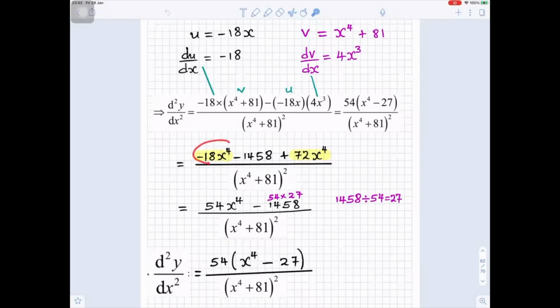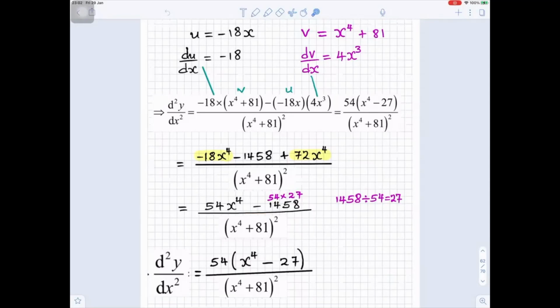Now the ones I've put in yellow, you combine them because they all have x^4. So minus 18x^4 plus 72x^4 is the same as 72 minus 18, and that gives you 54x^4. And you can write 1458 as 54 times 27, because 1458 divided by 54 is 27, all divided by (x^4 plus 81) squared.